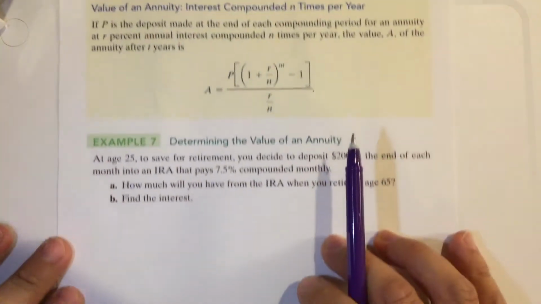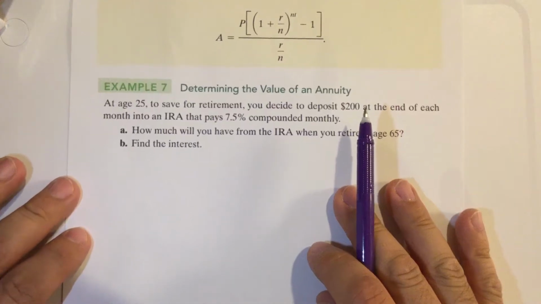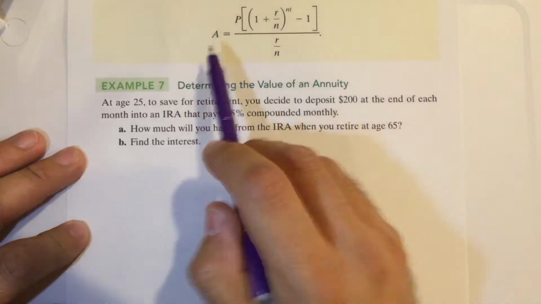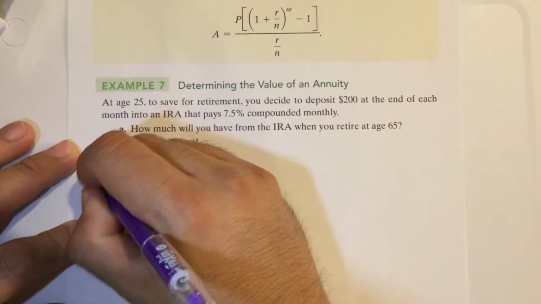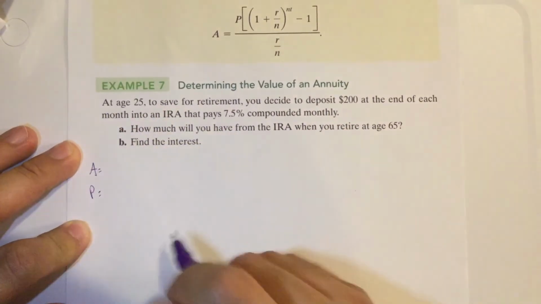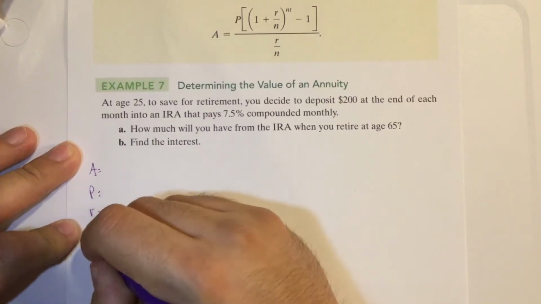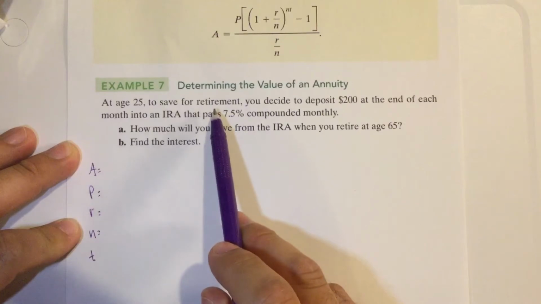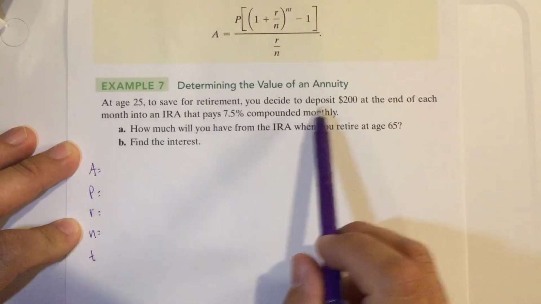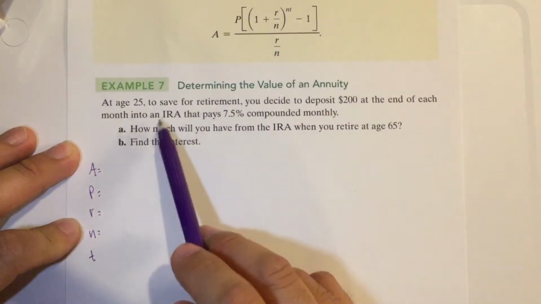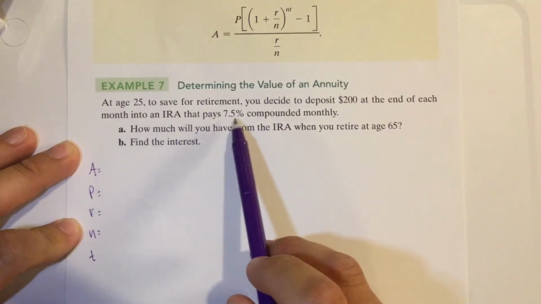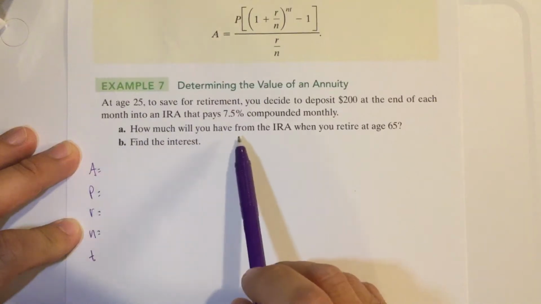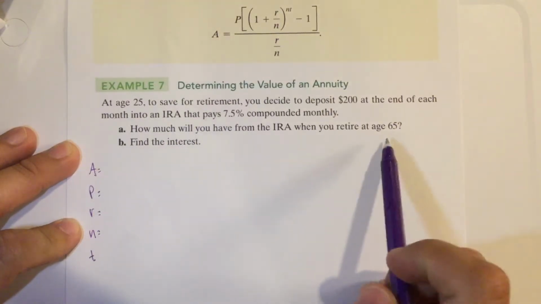Okay, so I'm going to try to keep this formula in view. I'm going to read through this problem, find all the information I need, and work it out. So let's write down the letters I need to identify: A, P, R, N, and T. All right. So at age 25, to save for retirement, you decide to deposit $200 at the end of each month into an IRA that pays 7.5% compounded monthly. The first question says, how much will you have from the IRA when you retire at age 65?